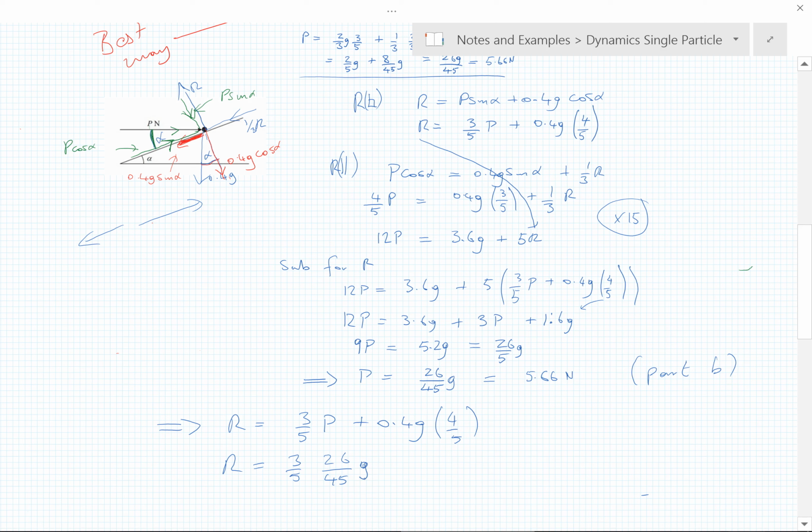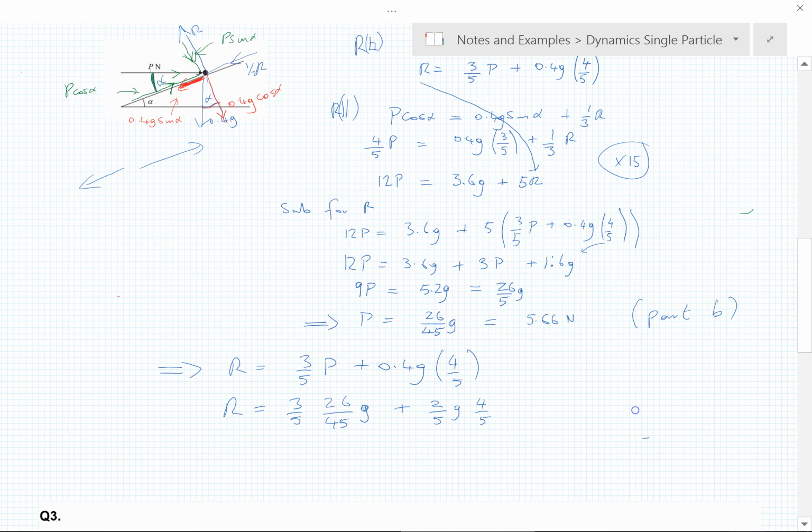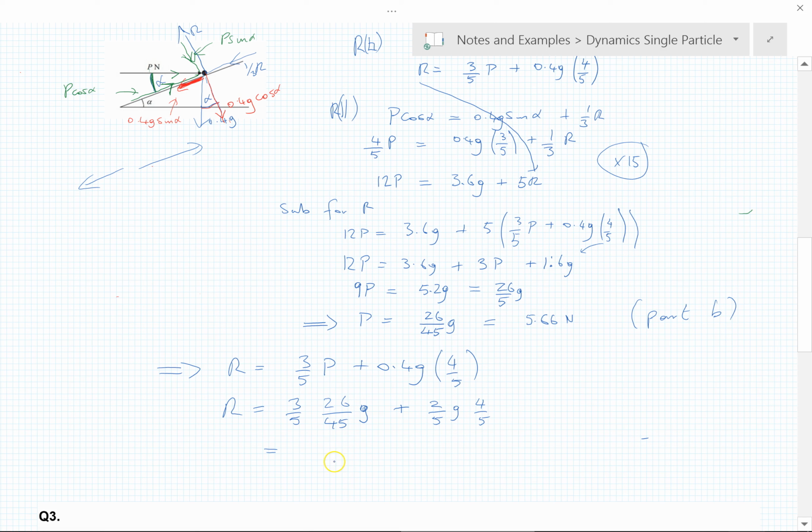Okay, and plus 4/5, which is 2/5g times 4/5, and that actually breaks down to, it doesn't look particularly promising, but it does when we work it out. The 45 there cancels 15. That works out 26 over 75g plus 8g over 25. And that equals 24 plus 50g over 75.